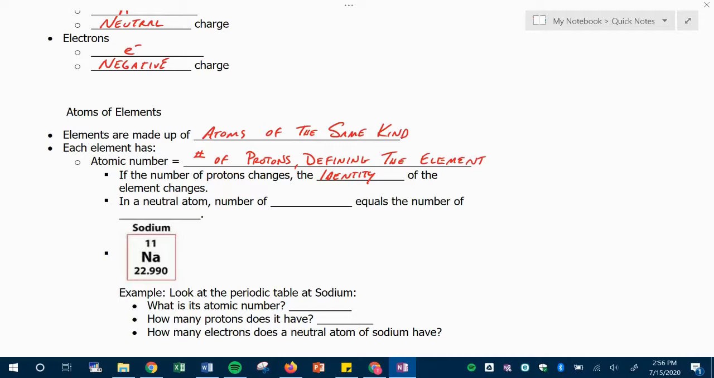Now, if an element is neutral, meaning it doesn't have a charge, that means that the number of protons is actually equal to the number of electrons.